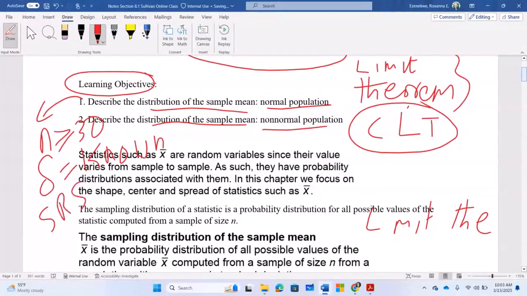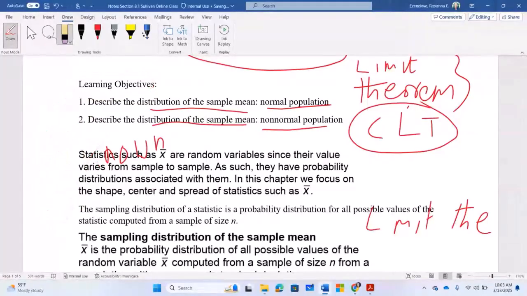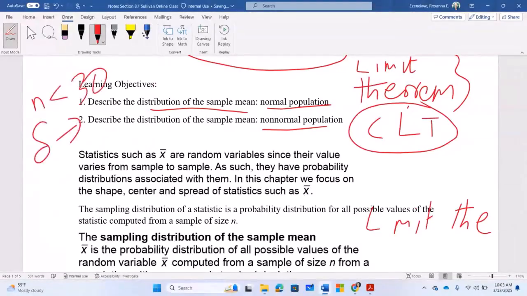Okay, all right. So when it is a non-normal population, we will assume that the sample size is less than 30 and the population standard deviation is unknown, which means you don't know the population standard deviation. It also means that the sample may not be from a simple random sample. So you have to check all these three out before you start to conclude.